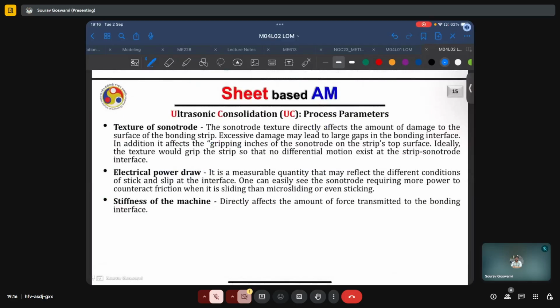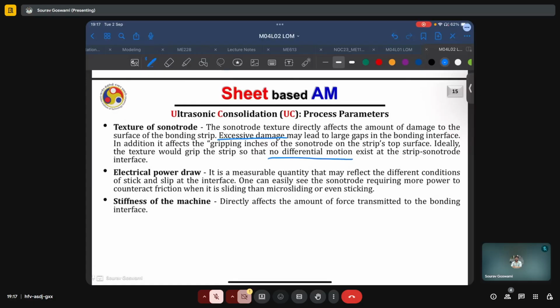The texture of the sonotrode or the knurling pattern which is delivered to the sonotrode directly affects the amount of damage to the surface of the bonding strip. Excessive damage may lead to large gaps in the bonding interface, and in addition, it affects the gripping ability of the sonotrode on the strip's top surface.